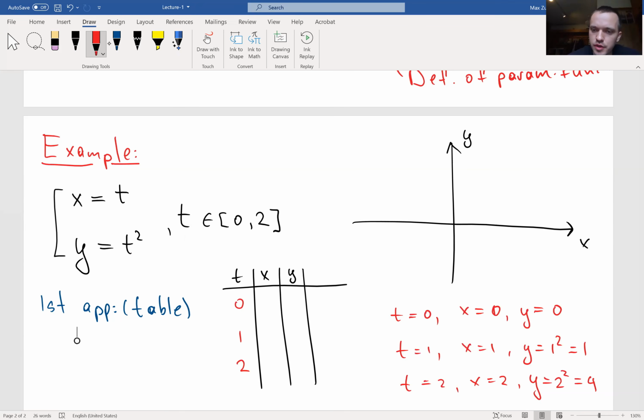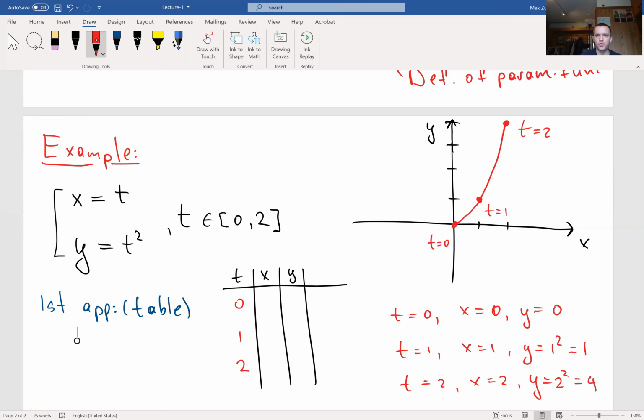So let's plot these points over here. I'm going to have the first point, t is equal to 0. Then the second point is going to be t is equal to 1. And the third point, okay, I need to make y slightly longer, 2, 4 is going to be t is equal to 2 over here. And you can see that what I'm going to have here is a part of the parabola.